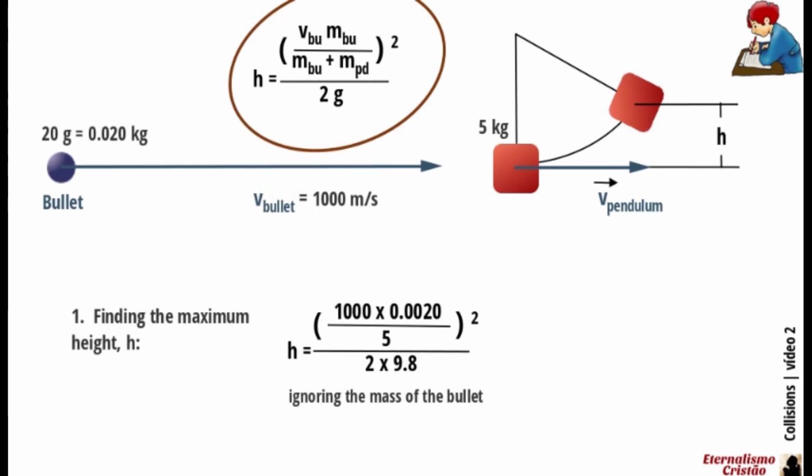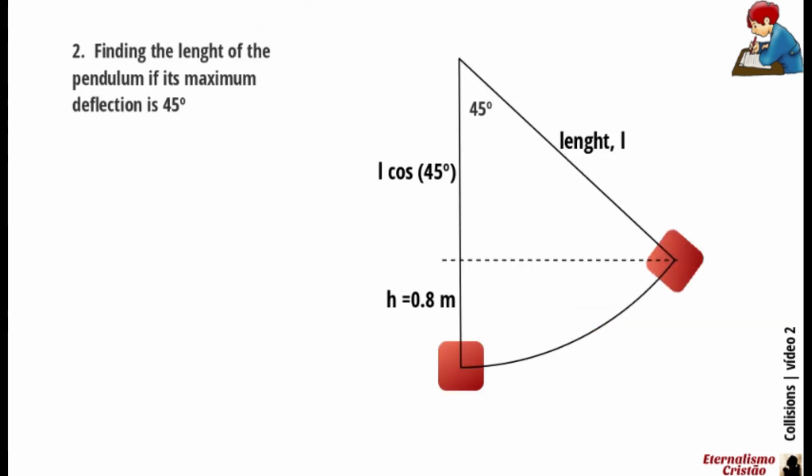Just insert values in the formula. Note that the height will be lower if gravity, or another force that pulls down the pendulum, is stronger. Notice that L is the radius of a circle. L is equal to L multiplied by the cosine of the angle, plus the height, h.